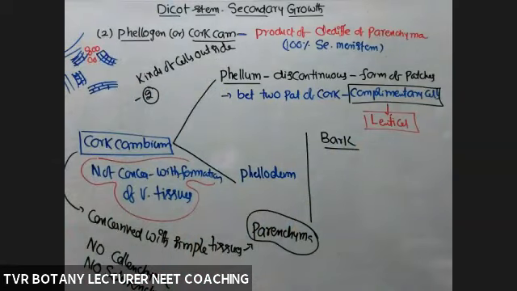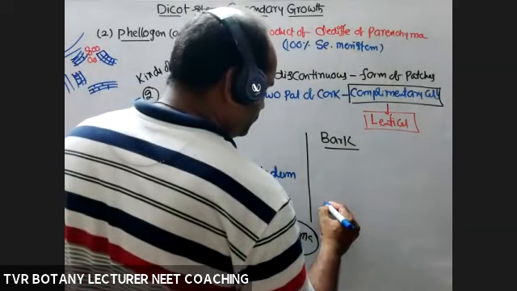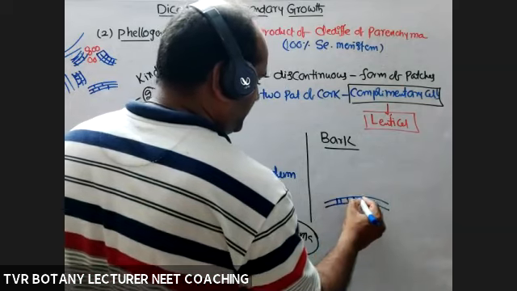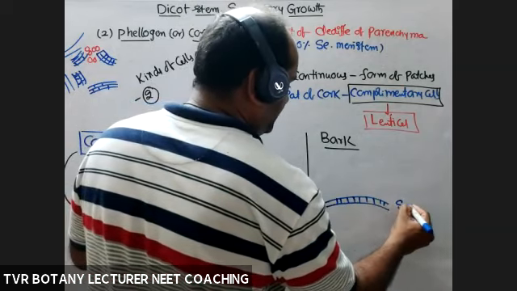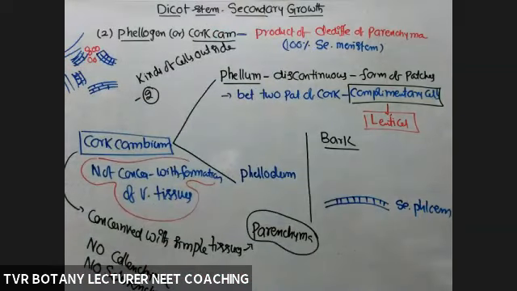Bark is very, very important. So according to your knowledge, what is bark? Bark means all the tissues outside the vascular cambial ring. So outside the vascular cambial ring means what are the zones? Secondary phloem first. Immediately towards outside the vascular cambium, definitely secondary phloem is present.